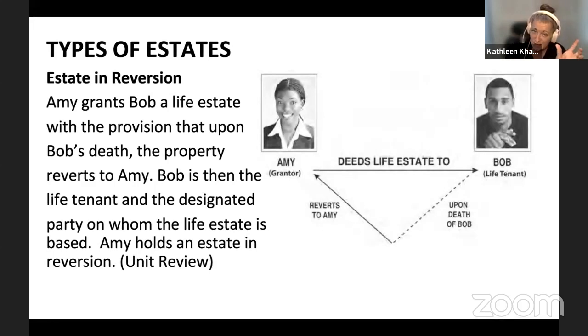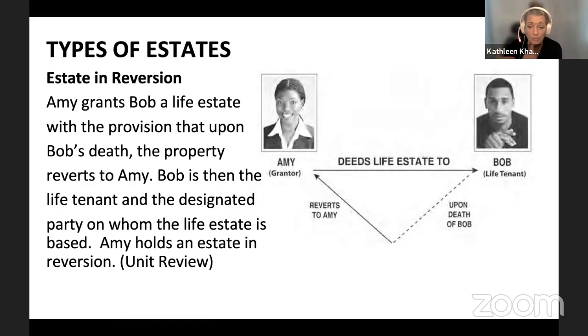So this is an estate in reversion. Amy grants Bob a life estate with the provision that upon Bob's death, the property reverts to Amy. So Amy says to Bob, hey, you can live here and you can pay the property taxes and you can maintain it, but you don't have to do anything else. There's no mortgage. You just have to make sure the property taxes are paid and maintain the home. Upon your death, however, the property will revert back to me.